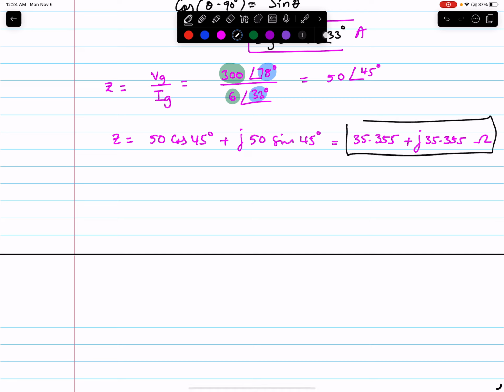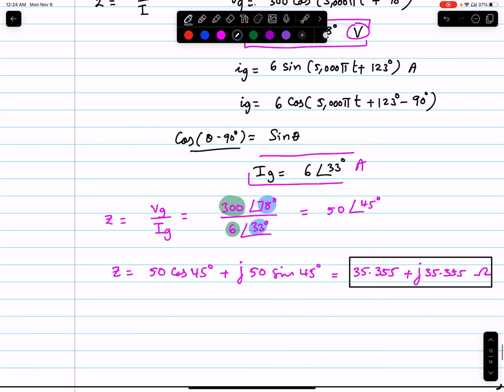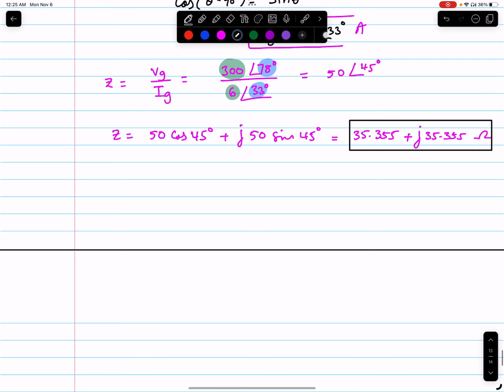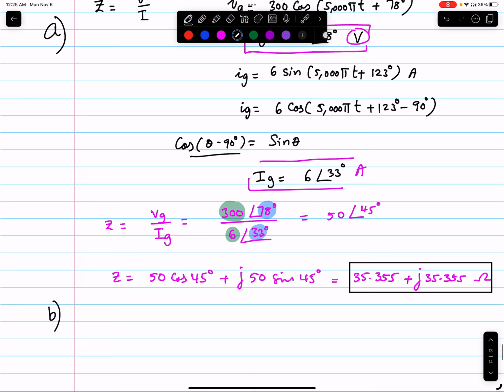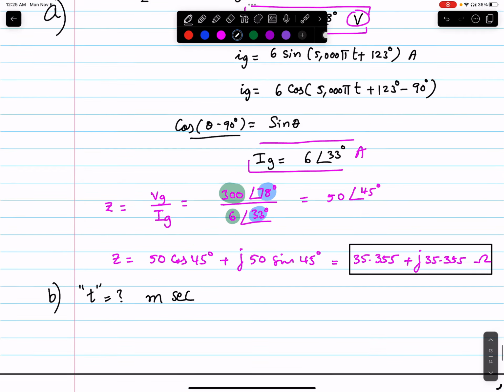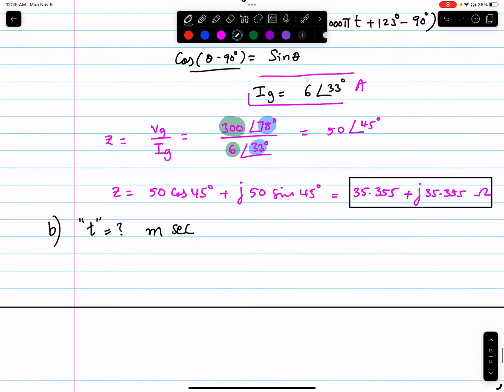Let's box this. This is A. Now comes B. The question is, by how much time t, in milliseconds, are the current and voltage out of phase?